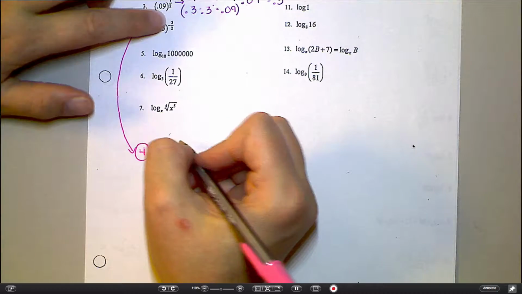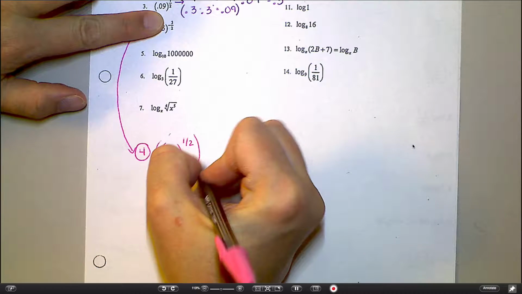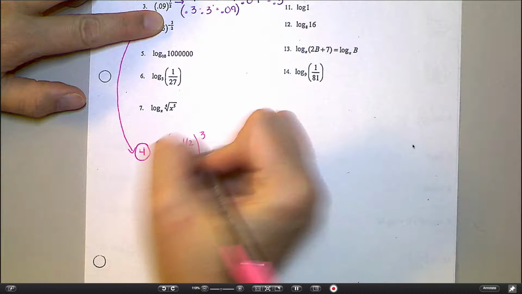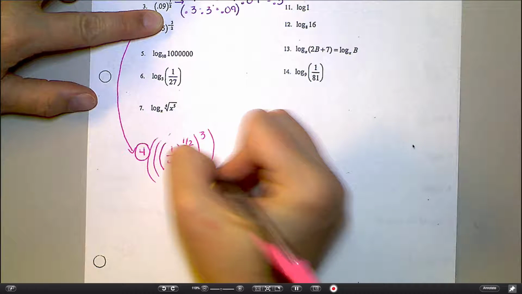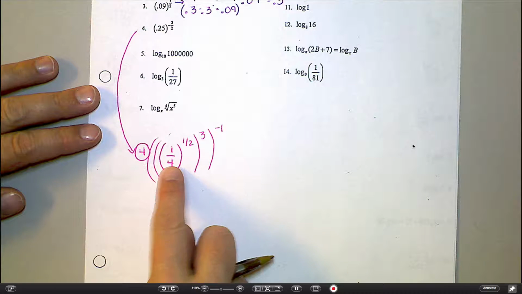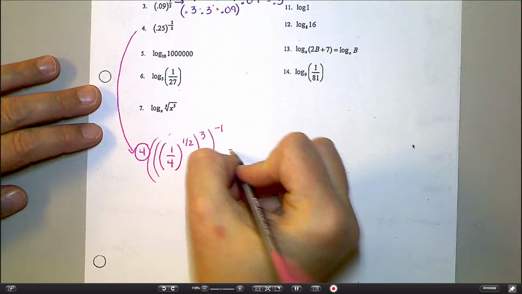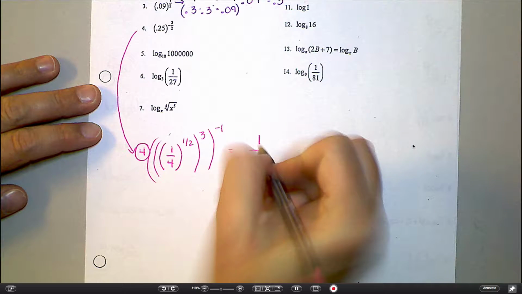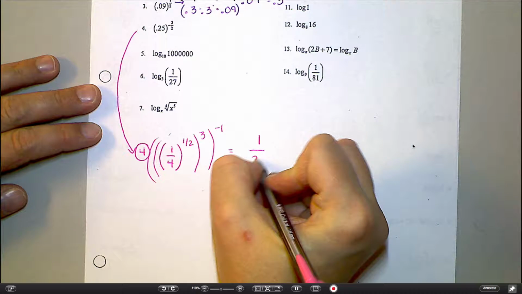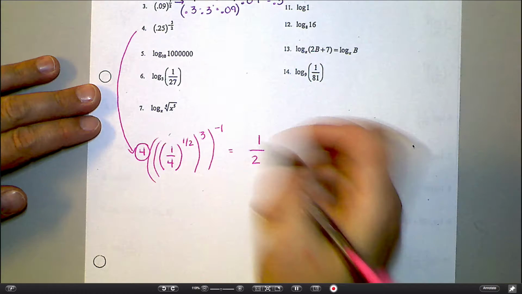And then I would split up this fraction as a 1/2 and then a 3 and then a -1. So I kind of take that fraction apart. So 1/4 to the 1/2 power. Well, 1 to the 1/2 power is just 1. And 4 to the 1/2 power is a 2. Okay? So that was 1 and 4 to the power of 1/2.